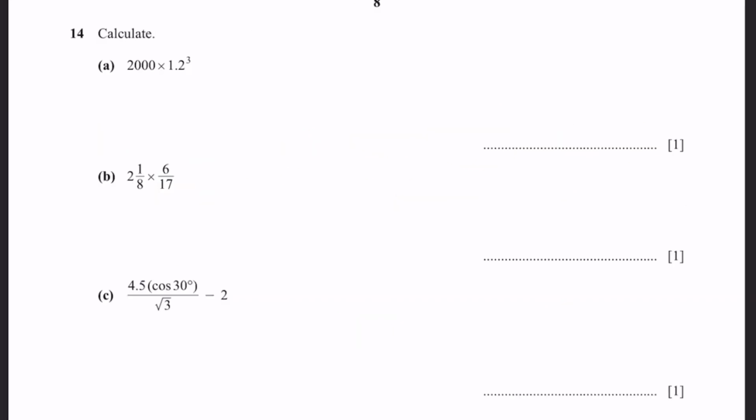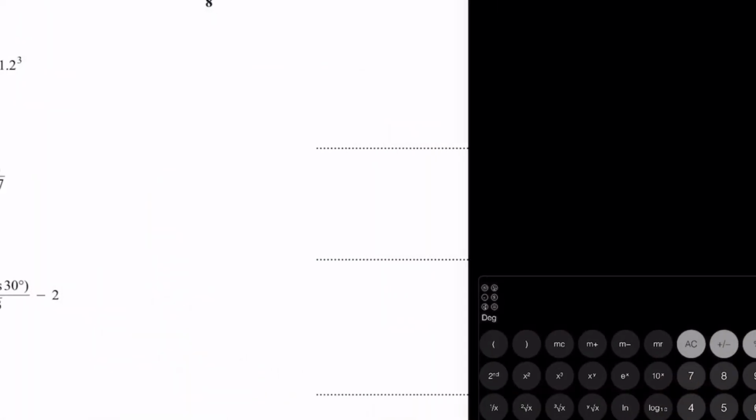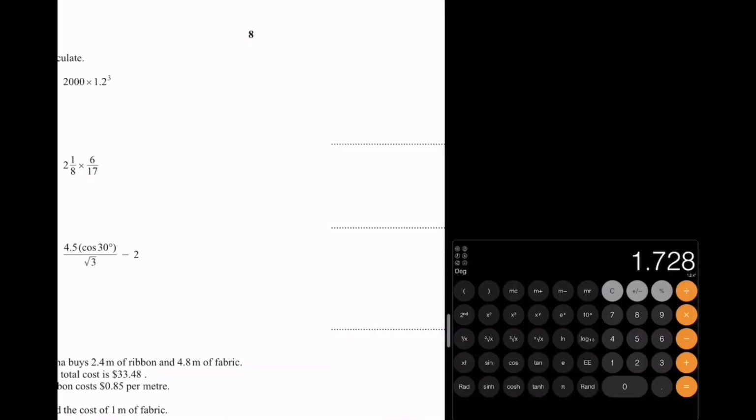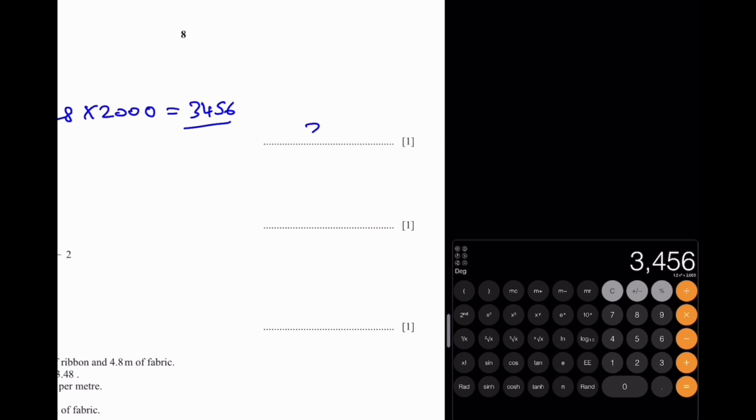Question 14. Calculate a 2000 into 1.2 to the power 3. Let's get our calculator out. 1.2 to the power 3, or 1.2 cubed, is 1.728, multiplied by 2000. We get 1.728 into 2000 is 3456. And that's our answer.